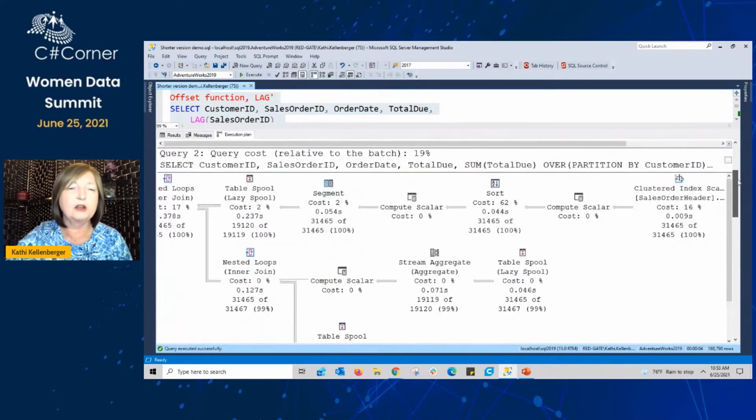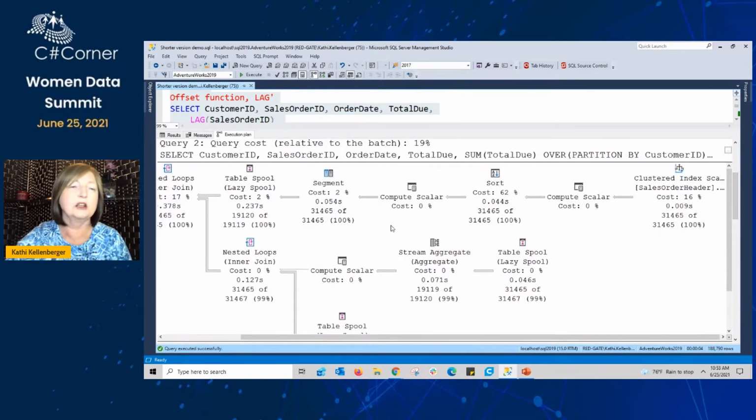Another thing I want to point out, and this is the window aggregate, is that we've got these things called table spools. That's a red flag for me. When I see those, I know that is bad news. What that means is the work table is being created on disk. Even though it says the cost is only 2%, it's actually much, much higher than that in real life. I'm not sure why they cost it like that.